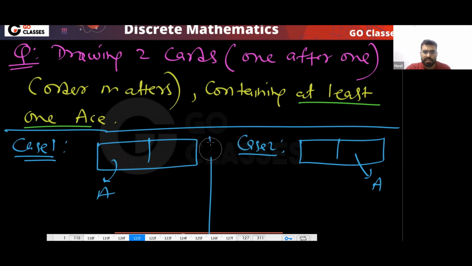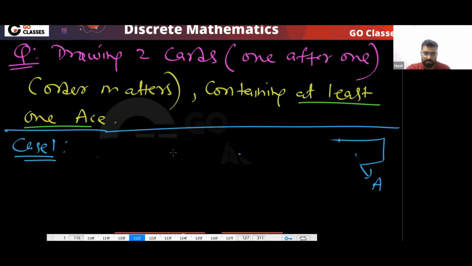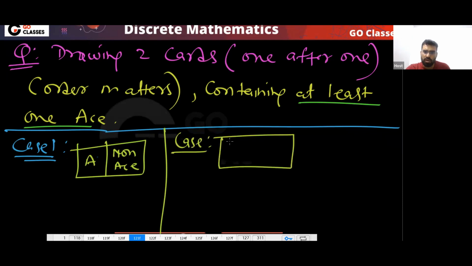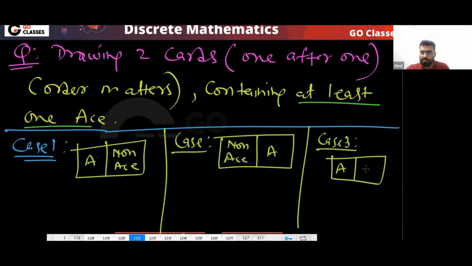Yes, I should create cases like this. Case 1: first card is ace, second card is non-ace. In case 2, first card is non-ace and second card is ace. And case 3 will be both cards are ace. Agree? Both cards are ace. So this is the idea.